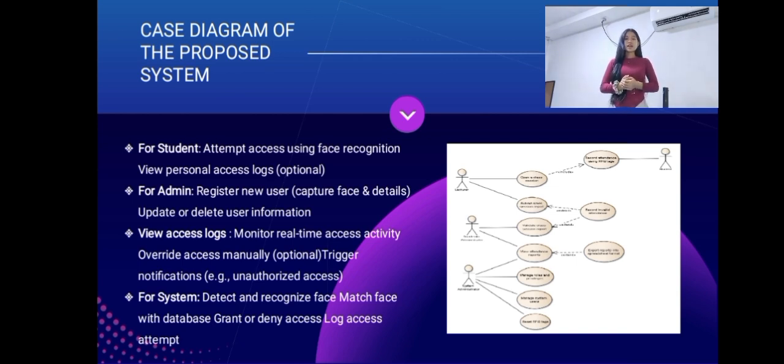This use case diagram shows the interaction between users and the system. Students use face recognition to access the lab and view their access logs. Administrators register users, manage their details, and oversee system activity. The system itself detects and recognizes faces, matches them against the database, and either grants or denies access while also logging each event.